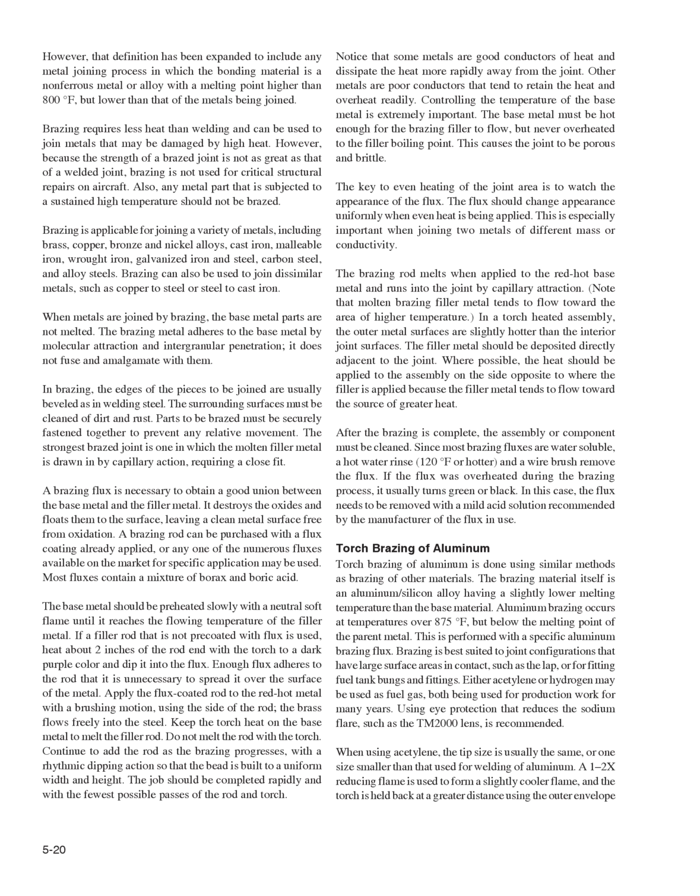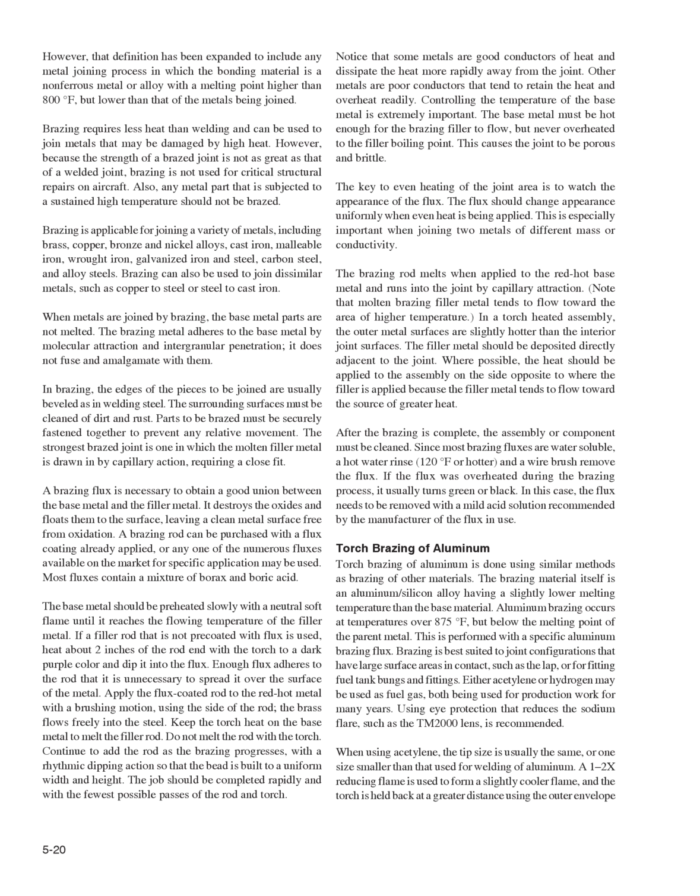After the brazing is complete, the assembly or component must be cleaned. Since most brazing fluxes are water-soluble, a hot water rinse, 120 degrees Fahrenheit or hotter, and a wire brush remove the flux. If the flux was overheated during the brazing process, it usually turns green or black. In this case, the flux needs to be removed with a mild acid solution recommended by the manufacturer of the flux in use. Torch brazing of aluminum.